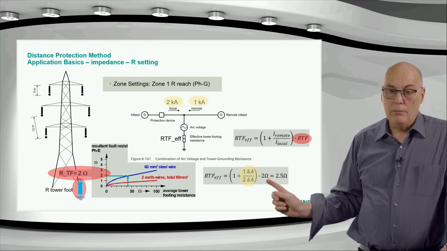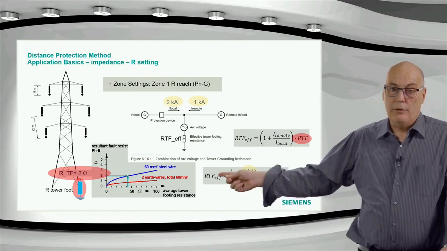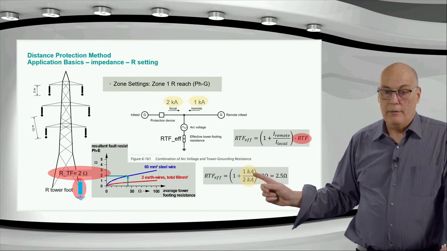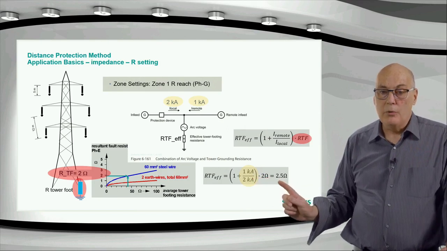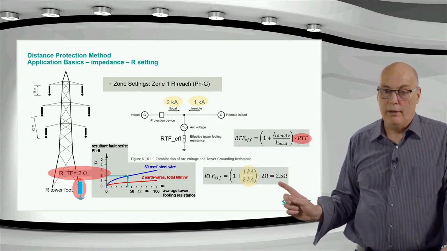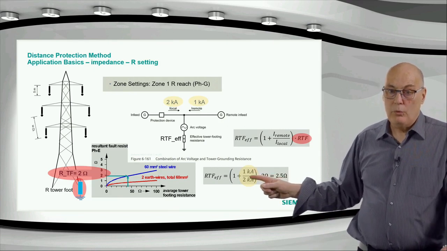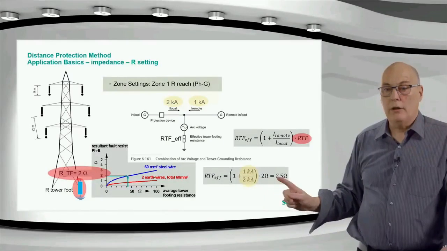So the 2 ohms tower footing resistance that we extracted from that graph over there is multiplied by this factor and actually are used in the equation as a 2.5. It's interesting, if the remote current were also 2 kiloamps, then we would have multiplied by 2, then we'd have here 4 already.